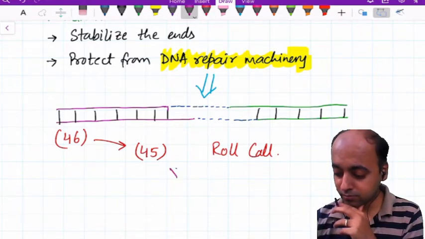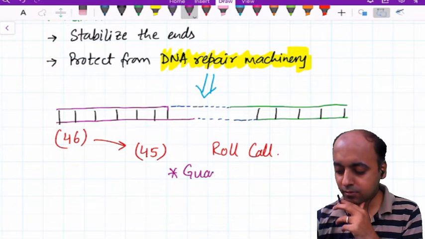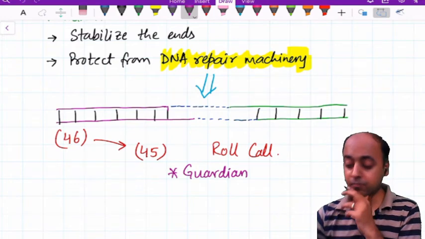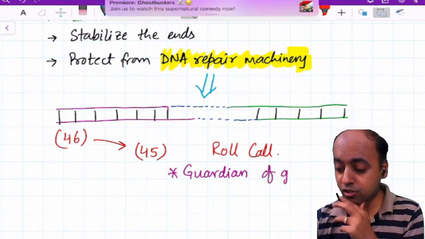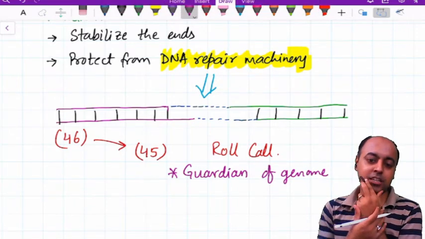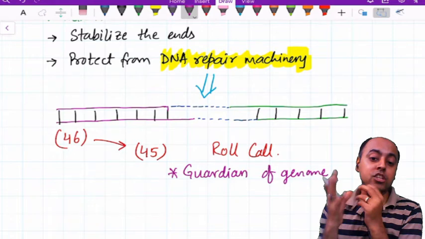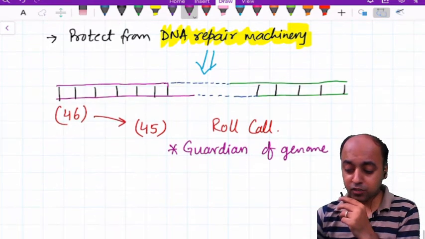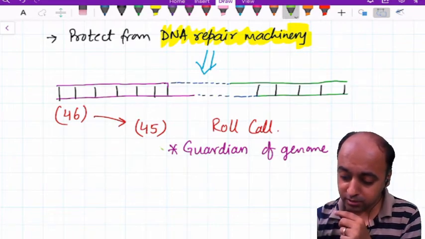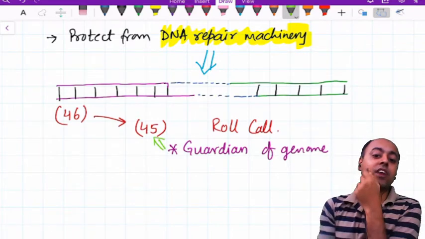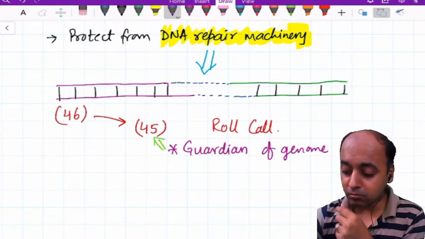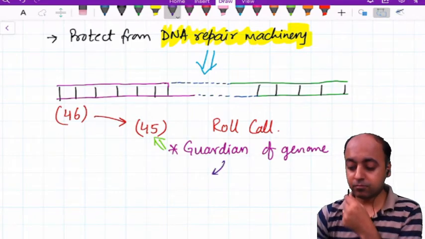So there can be a roll call. This roll call is done by the local guardian in the college. We call them the warden. So the guardian of the genome continuously keeps checking the integrity of the genome, and now when it is checking, what it finds is that only 45 DNA particles are there. There should have been 46 DNA particles. What will it do? It will ring the alarm.